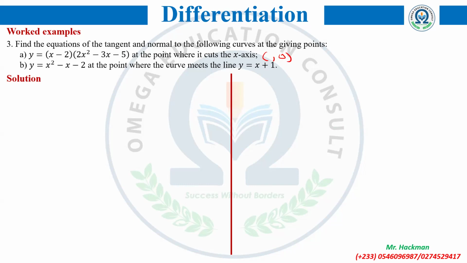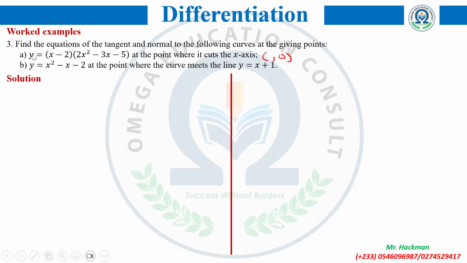So here the point is not directly given, but you can find it from the given information. Where it cuts the x-axis, at the x-axis y is equal to 0. So it means you know the y coordinate. If the y coordinate is 0, you can predict the x coordinate. Just go and substitute, and that will give you the x coordinate.